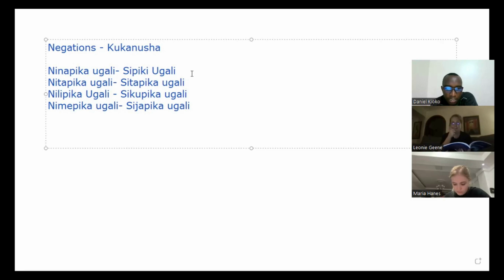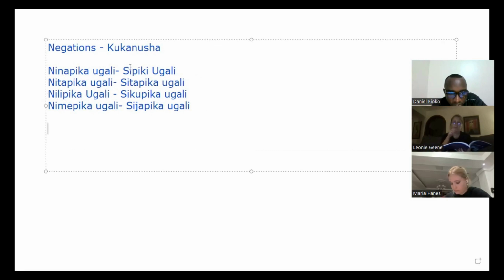As you can see, all of these I've just negated in different tenses. Ninapika ugali, I am cooking. And then nitapika, I will cook, and I will not cook. Nilipika, I cooked in past tense. And then nimepika, sijapika. So basically that is what happens.